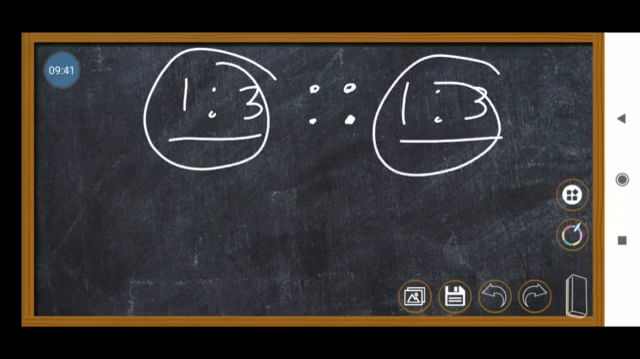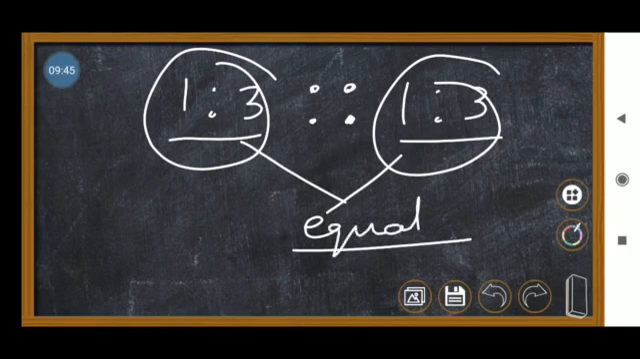So both are equal, right? So these two ratios are both equal. That means we have to say this is proportionality, that means both are proportional with each other. Okay. So this kind of problem only you have to solve. So the first three problems I will solve, and the next three problems I will give as homework for you.